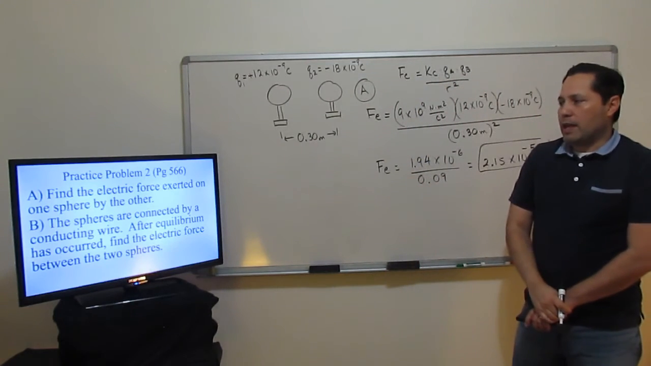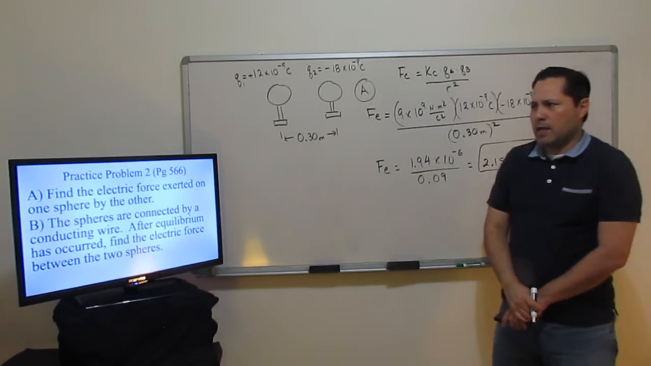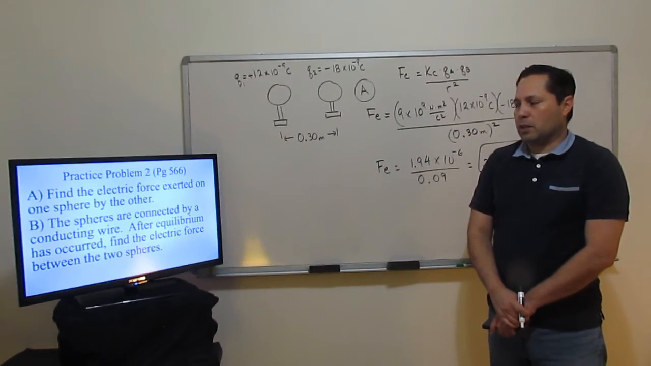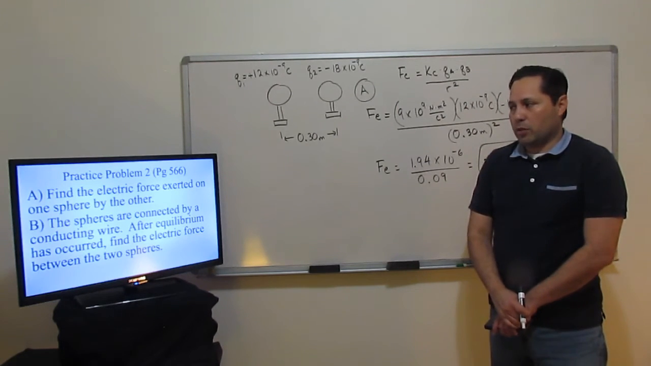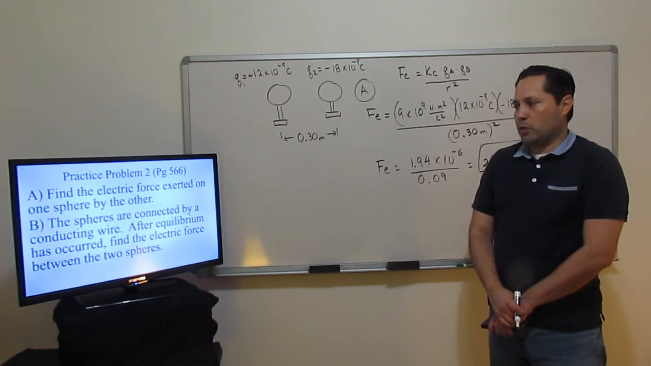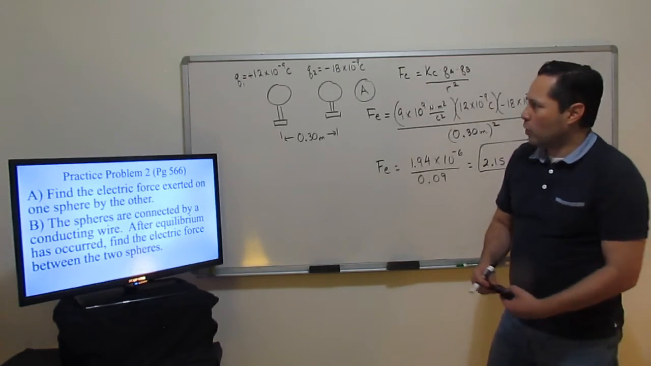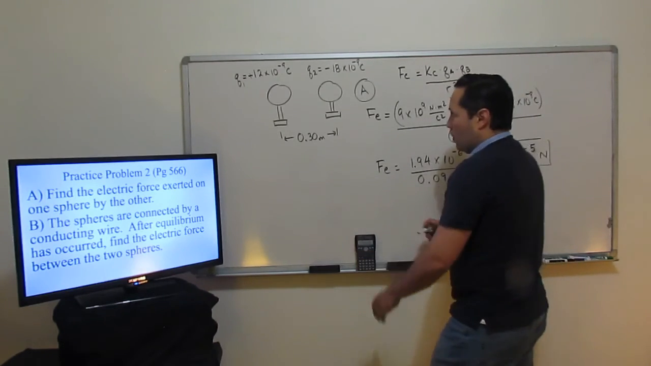Now in part B they ask a similar question, but they say the spheres are connected by a conducting wire. After equilibrium has occurred, find the electric force between the two spheres. Alright, so what happens to a sphere once we connect them to a wire?